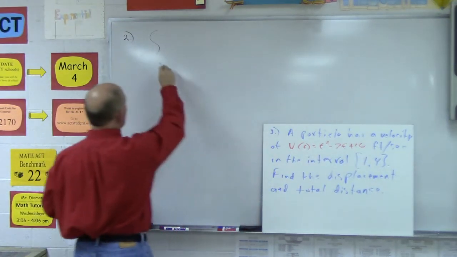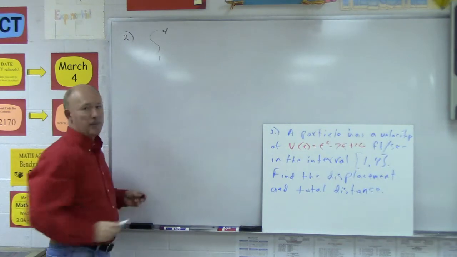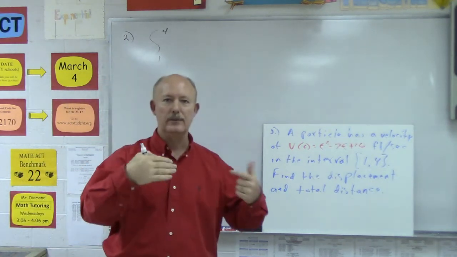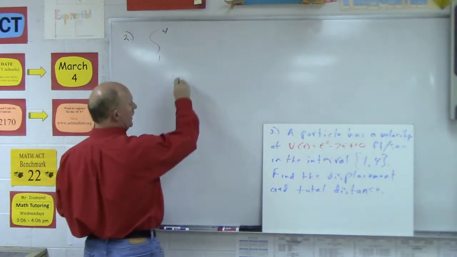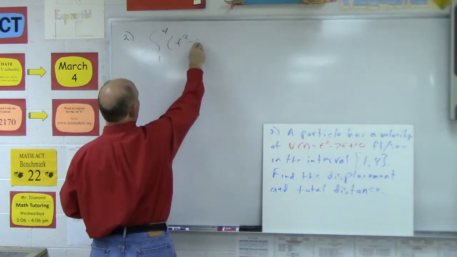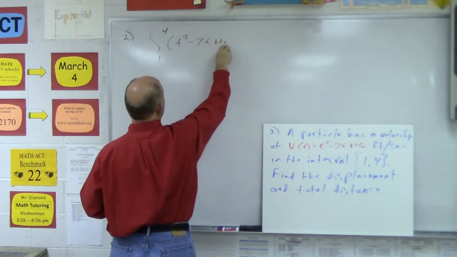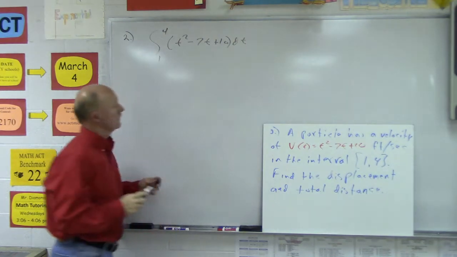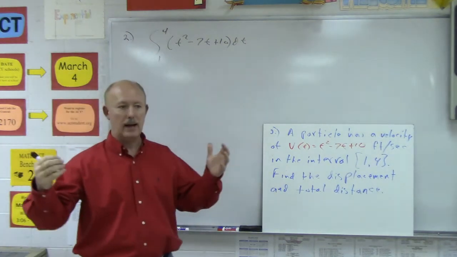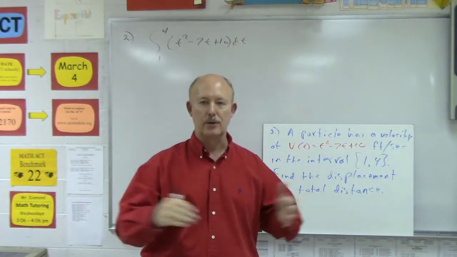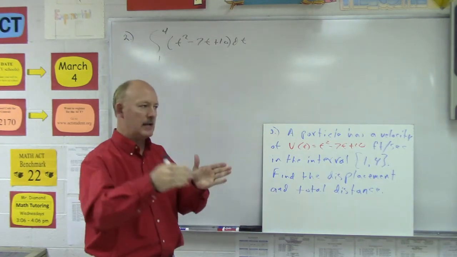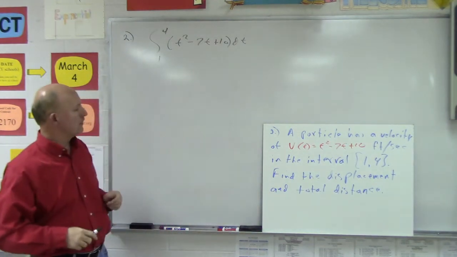So our time interval, our lower bound is 1. Our upper bound is going to be 4. So we set our integral up. It'll be set up from 1 to 4 of t squared minus 7t plus 10 dt. Now, evaluating this definite integral will give us our displacement. Right? So that'd be our net change in position relative to the starting point of our particle.